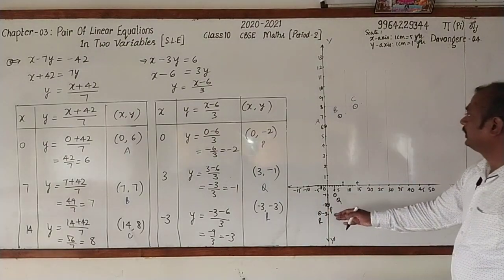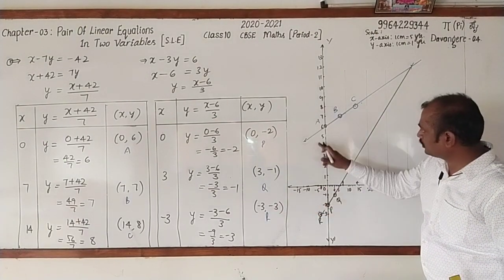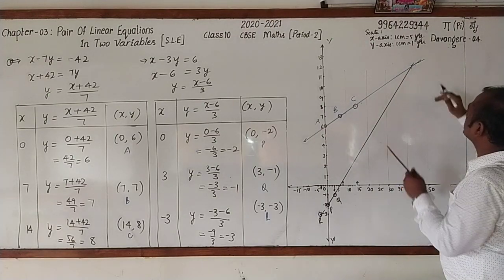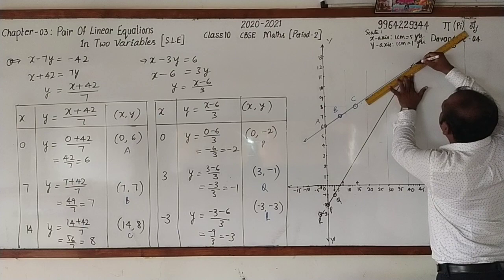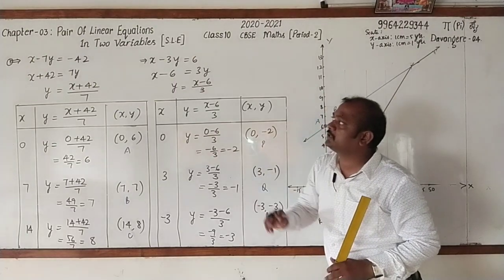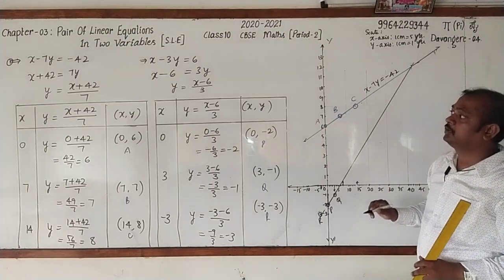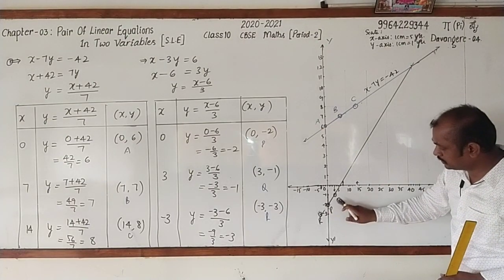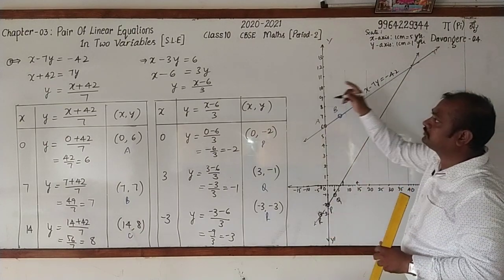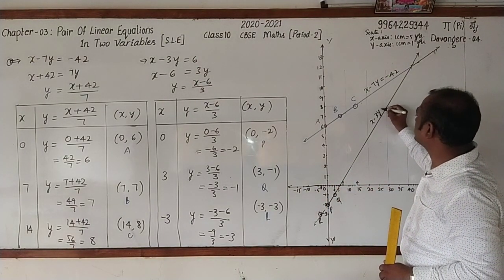Minus 3, minus 3. You can locate the point in this way. P, Q, R. Let us go for joining these points. Observe. I have joined all the points. First A, B, C. We have got a straight line. This is the graph of first equation. What is the graph of first equation? First equation, it is x minus 7y equal to minus 42. And I've joined P, Q and R. Then I've got another straight line, and this is the graph of second equation, x minus 3y equal to 6.